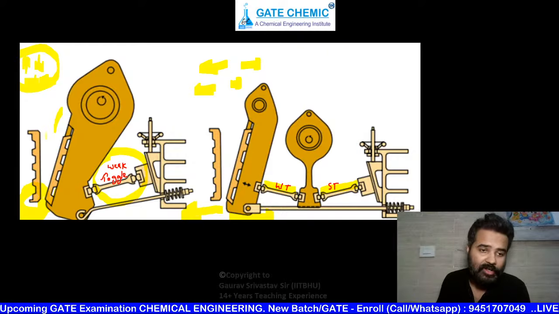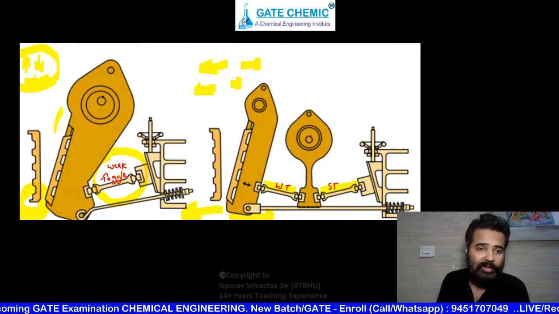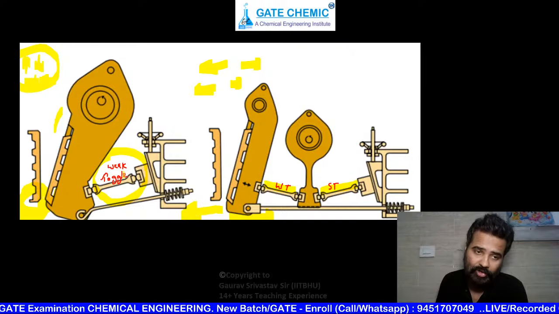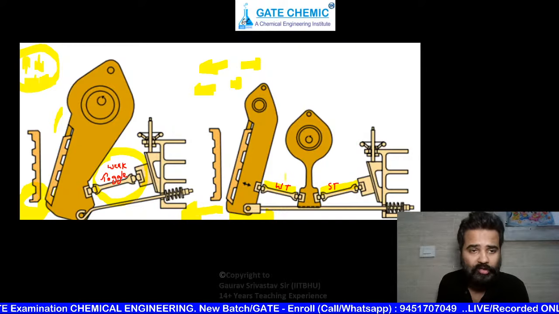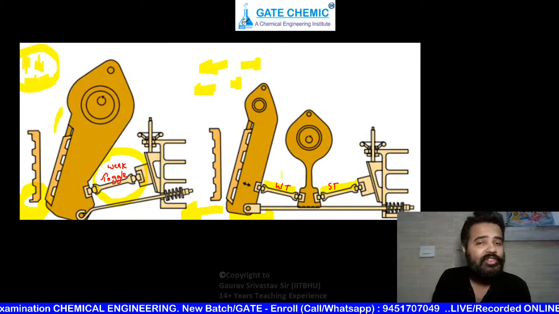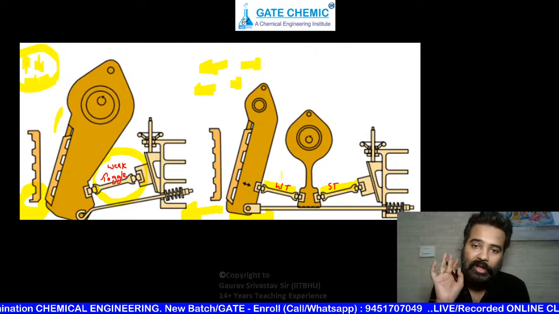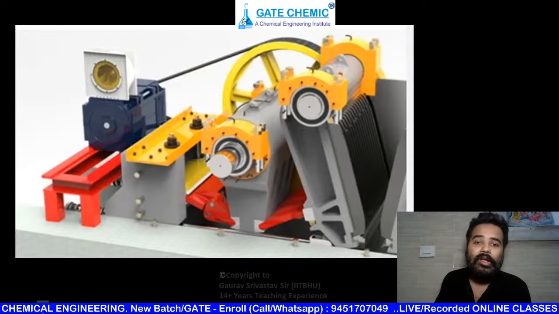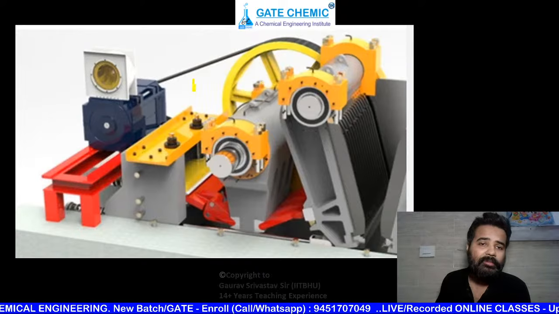So this is based upon the toggle, which means their motion is also different, whether you are using a one toggle jaw crusher or a two toggle jaw crusher. If it is a one toggle jaw crusher, then that is a weak toggle only. If two, then one is weak and one is strong. Okay. This is also one beautiful diagram of a jaw crusher.